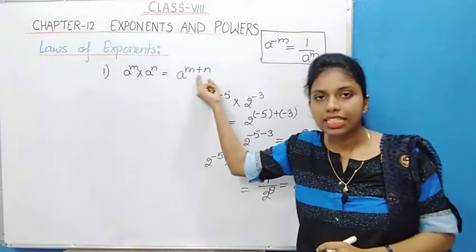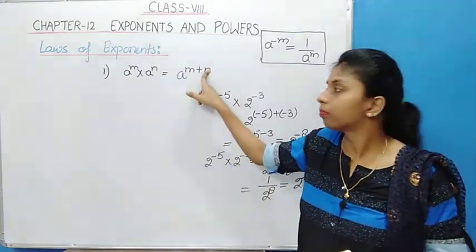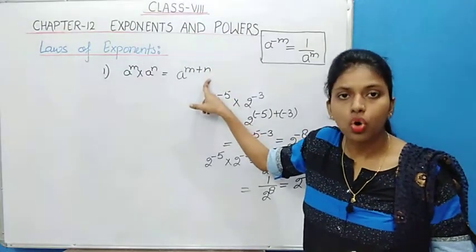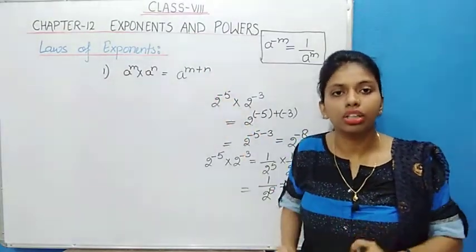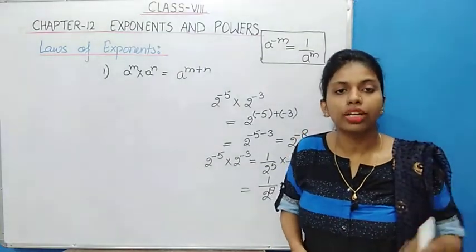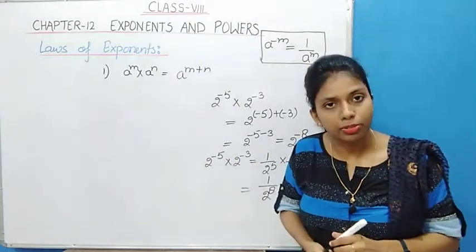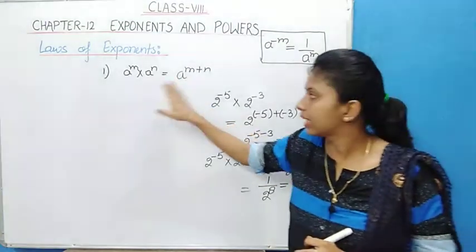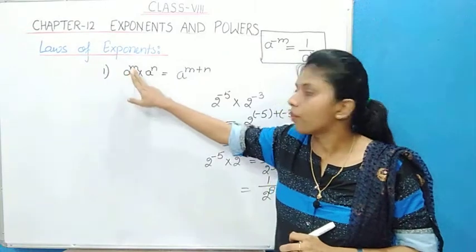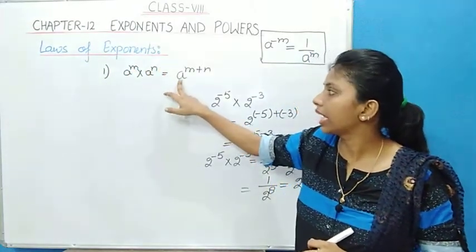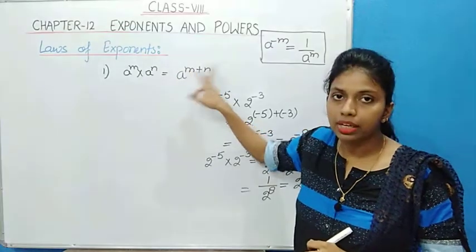So we can say that this first law of exponents is also applicable for all exponents, either negative or positive. So this is the first law of exponents: a raised to power m into a raised to power n is equal to a raised to power m plus n.